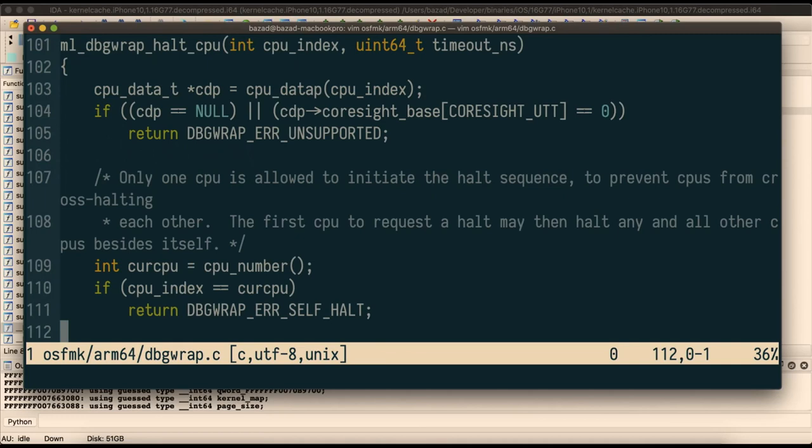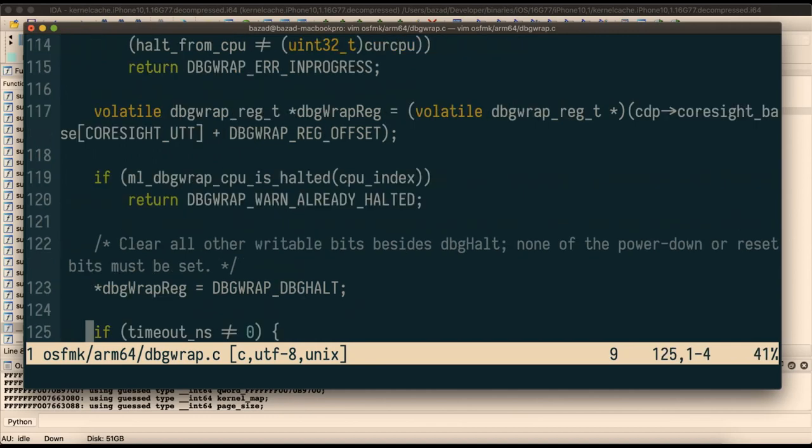It takes the index of which CPU you want to halt. So on a CPU with 6 cores, it would be the index 0 through 5. And the actual part which halts the CPU is just right down here, a couple of lines lower. What this does is it reads a pointer to some volatile memory from a per-CPU data structure. The variable that stores the pointer to the memory is called debug_wrap_reg. And the actual part of the code which halts the CPU consists of the single line where it writes some special debug halt value to the debug_wrap_reg.